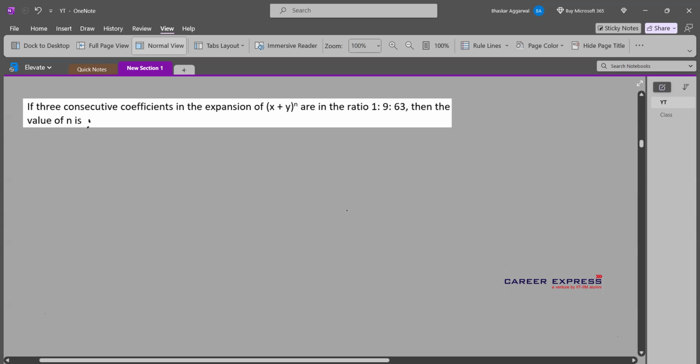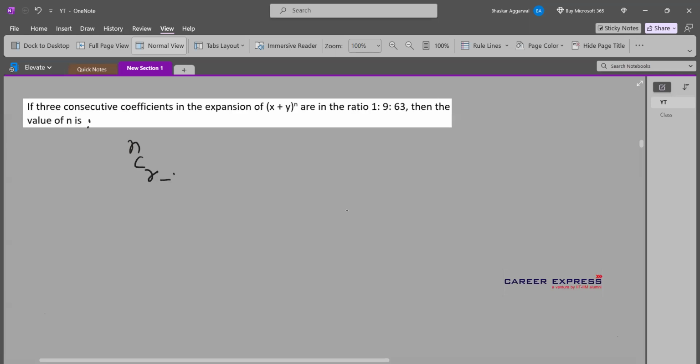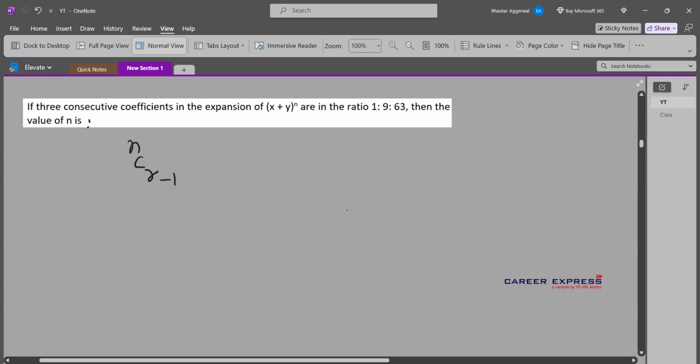Okay. So the consecutive coefficients, they can be taken as nC(r-1). So we are only talking about the coefficients, not x and y. So the coefficient is only nC(r-1). Next coefficient will be nC(r) and next will be nC(r+1). So these three are any consecutive coefficients. They can be anywhere on the expansion series.